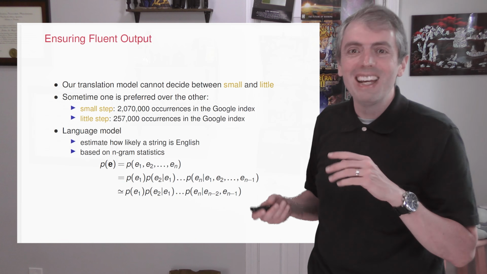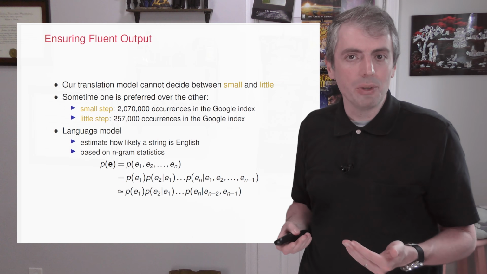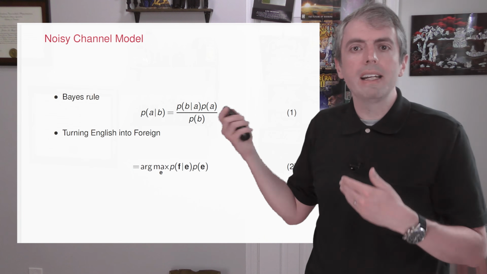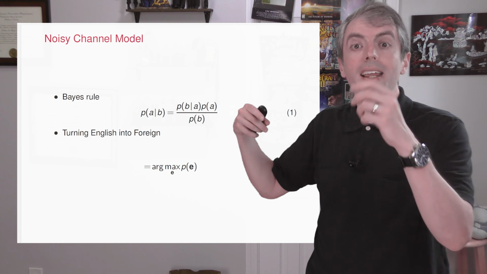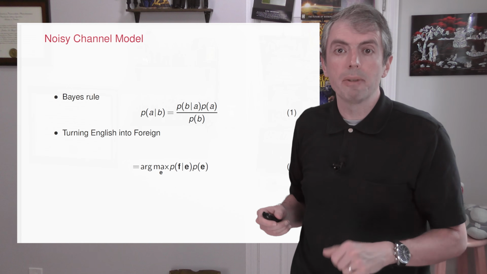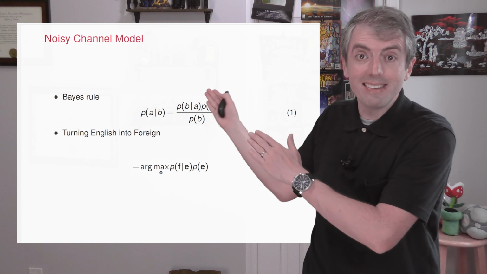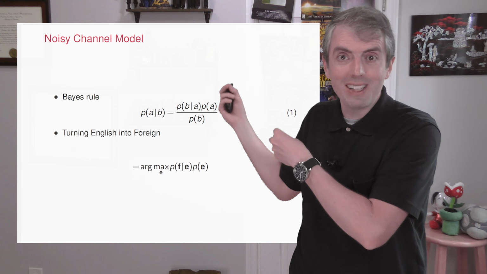You might have heard of it. And a way of thinking about this is as an application of Bayes' rule. Check the video in the description if you need a refresher. If you're looking for an English sentence that has the highest probability under a language model, then multiply that by the IBM Model 1 probability of turning the English sentence into a foreign language sentence.